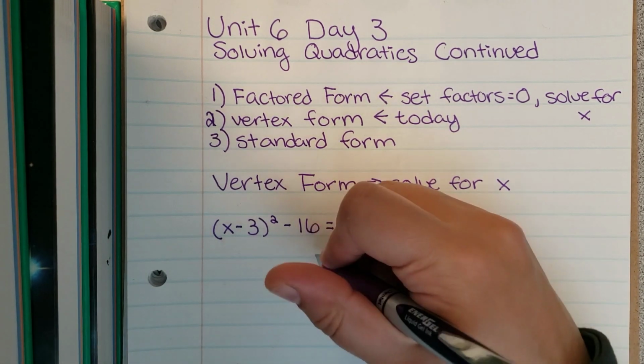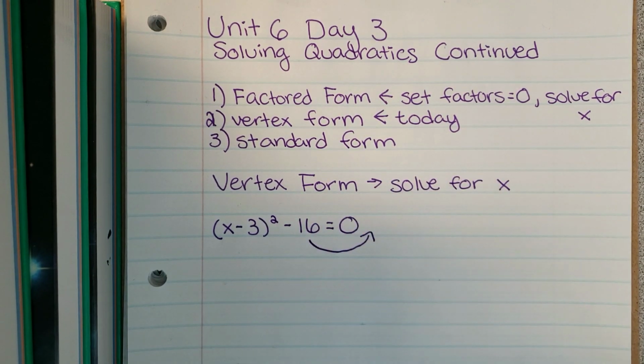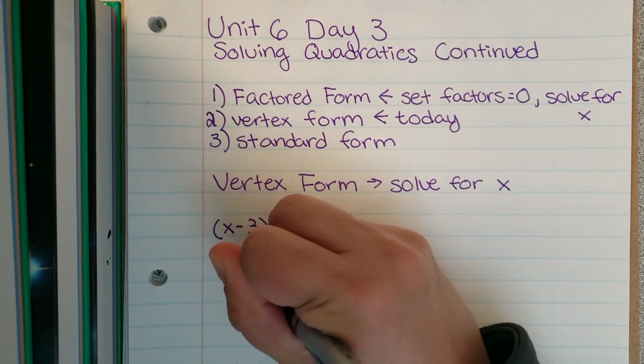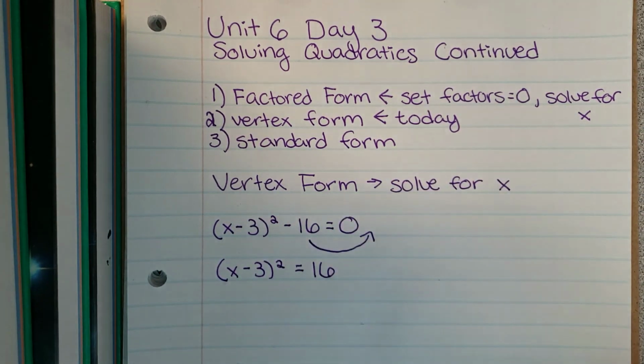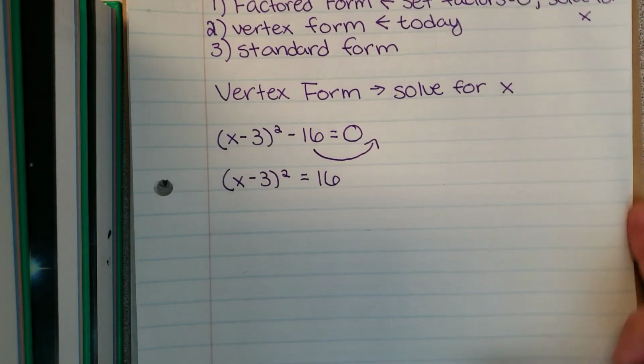The first thing we're going to do is we're going to get this number and move it over to the other side. And we do that with addition. We use addition to undo subtraction. So we're going to have x minus 3 squared equals 16. Okay, so why was this a helpful move for us? Well, now what we can do is take the square root of both sides.